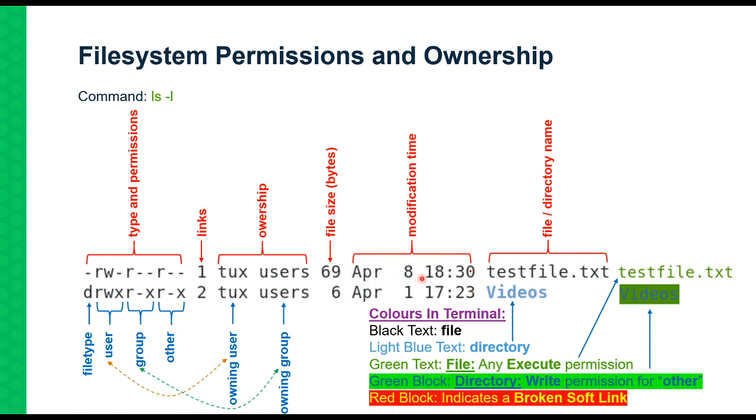While we're at the modification time, you will see that there's no year stated over here. The moment there's no year stated, and it shows hours and minutes instead, then it shows us that this file was created in our current year, our current 12 months. But the moment it changes from hour and minutes to a year, then we know it was created in that specific year and not our current year. Then the last portion is just our file or directory name.